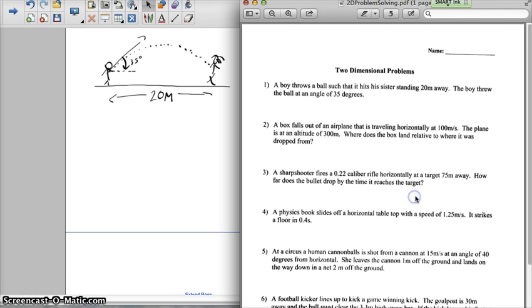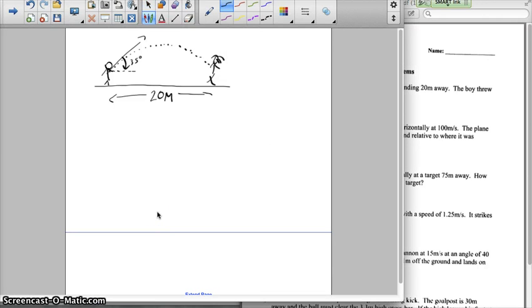Let's double check that real quick. Boy throws the ball such that it hits his sister standing 20 meters away. The boy threw the ball at an angle of 35 degrees. Okay, well, I don't know much. Let's see what I can figure out. So the initial velocity times the time. I don't know either of those, initial velocity nor the time.